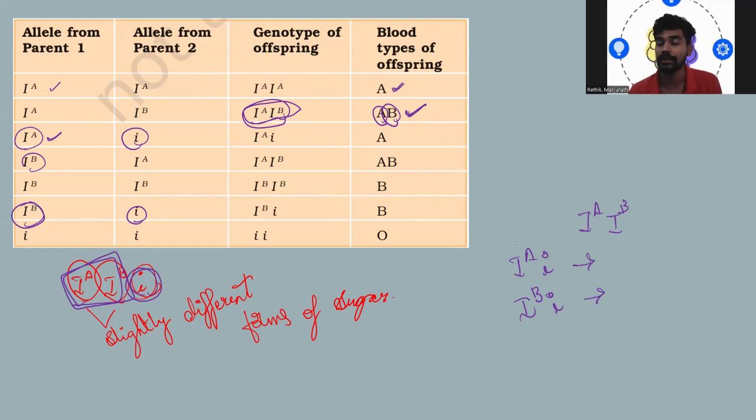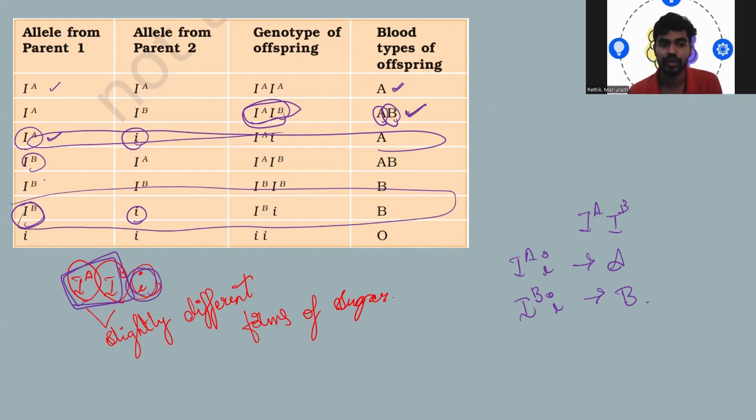So what would be the blood type in the offspring now? Here it will be A blood group. And obviously here we have B blood group. And here again they are homozygous, ii. As a result, it will be O blood group, universal donor. So O blood groups are universal donors.